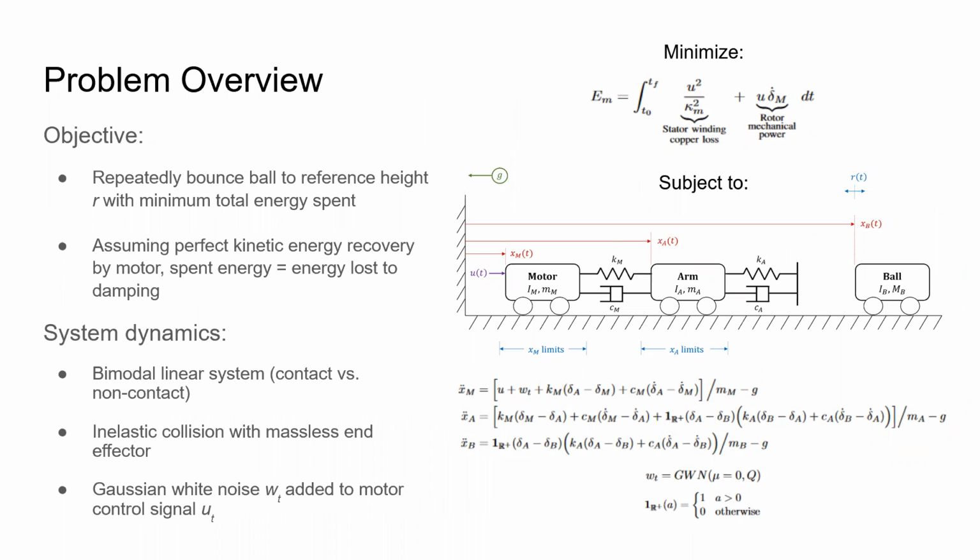The system dynamics can be described as bimodal linear, where two different linear dynamical models describe when the ball is in contact with or not in contact with the robot arm. The contact is modeled as an inelastic collision with a massless end effector, where the kinetic energy of the ball is transmitted to the motor arm assembly via the arm stiffness. Finally, we assume there is zero mean Gaussian noise on our motor control signal.